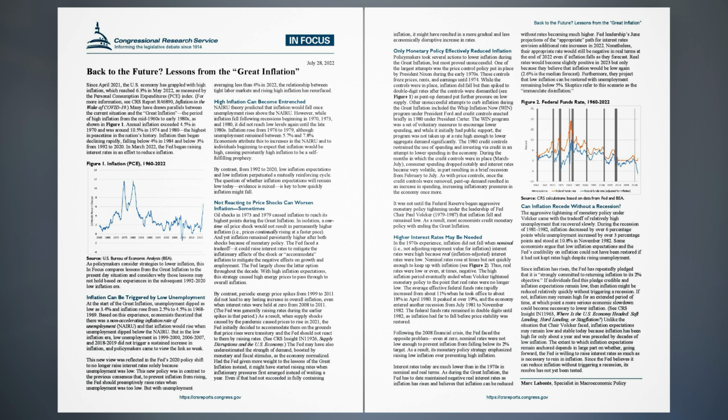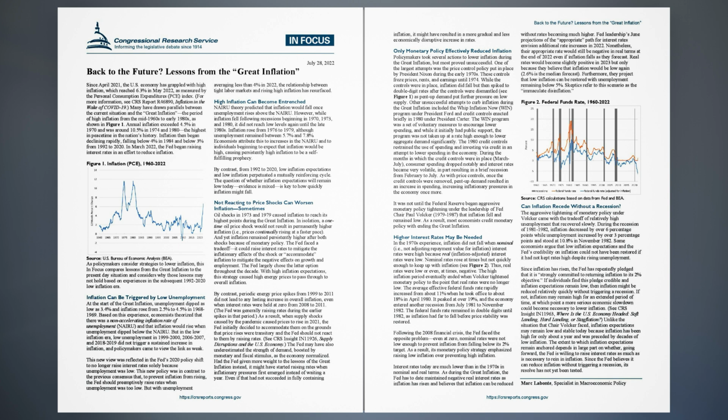The WIN program was a set of voluntary measures to encourage lower spending, and while it initially had public support, the program was not taken up at a rate high enough to lower aggregate demand significantly. The 1980 credit controls restrained the use of spending and investing via credit in an attempt to lower spending in the economy. During the months in which the credit controls were in place, March to July, consumer spending dropped notably and interest rates became very volatile, in part resulting in a brief recession from February to July.